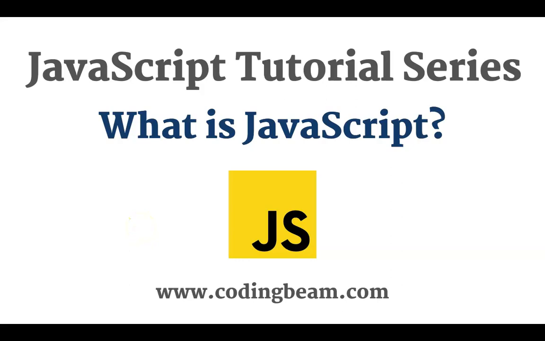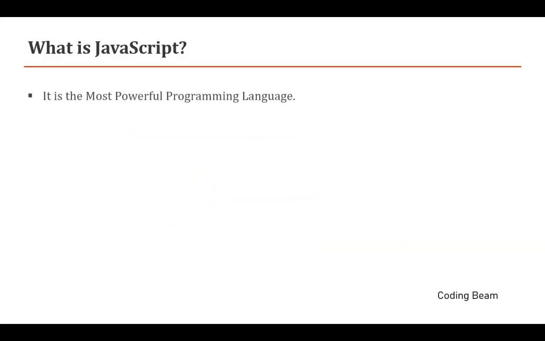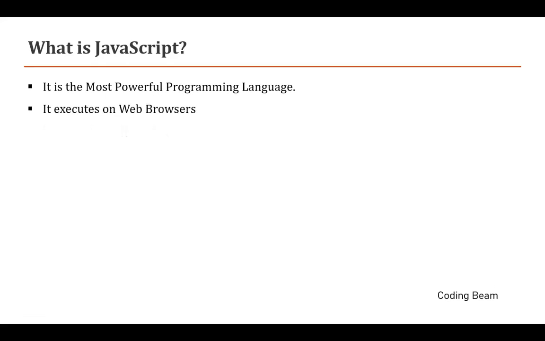So in this video we are going to discuss JavaScript. So what is JavaScript? JavaScript is the most powerful programming language. It is the programming language that executes on the web browsers. It converts static HTML pages into the next level by dynamically updating the content, adding animations, form handling, multimedia controls, and much more.